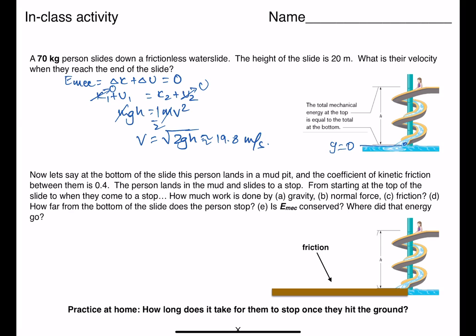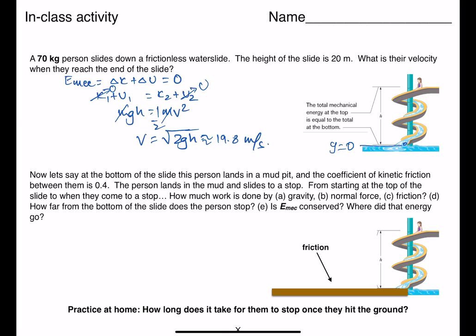Now let's say at the bottom of the slide, this person lands in a mud pit and the coefficient of kinetic friction between them is 0.4. The person lands in the mud and slides to a stop. From the start at the top of the slide to when they come to a stop, how much work is done by gravity, normal force, and friction? How far from the bottom of the slide does the person stop? Is E mech conserved? Where did that energy go?